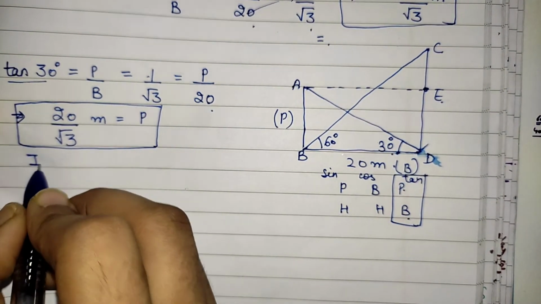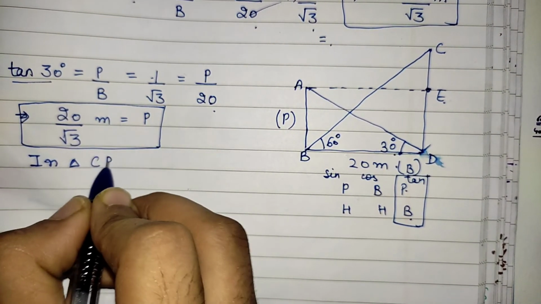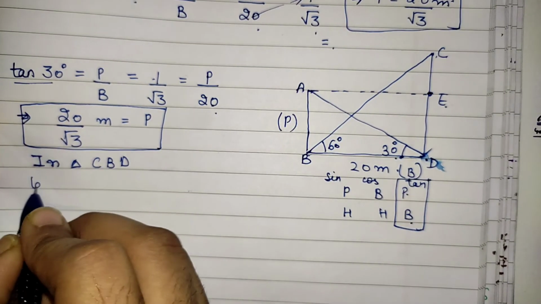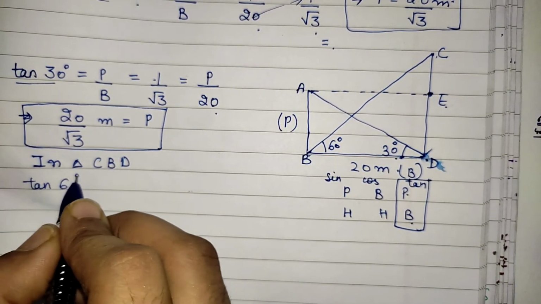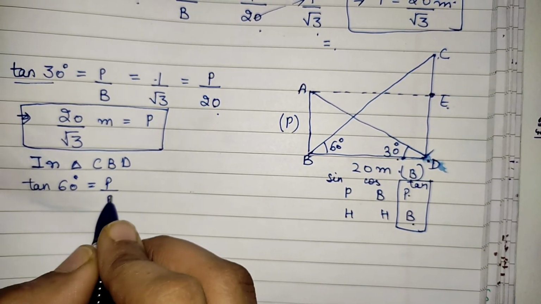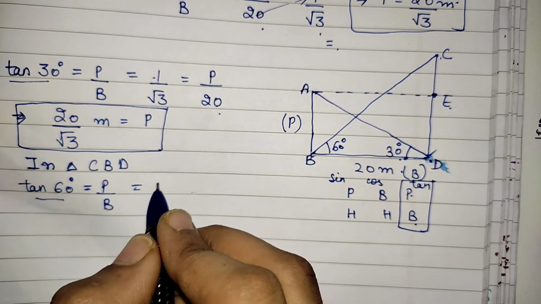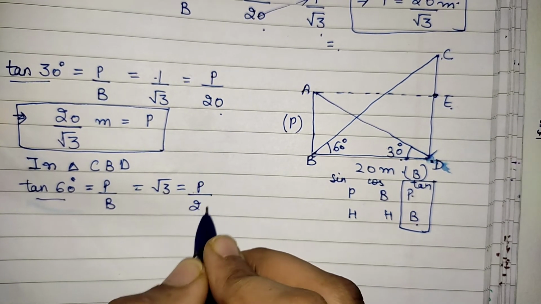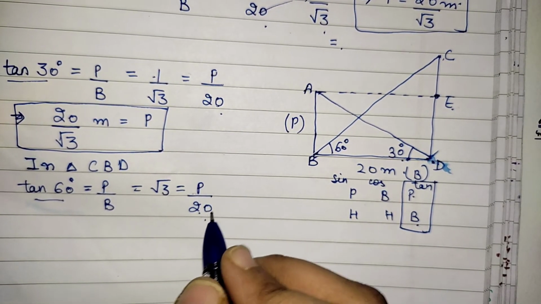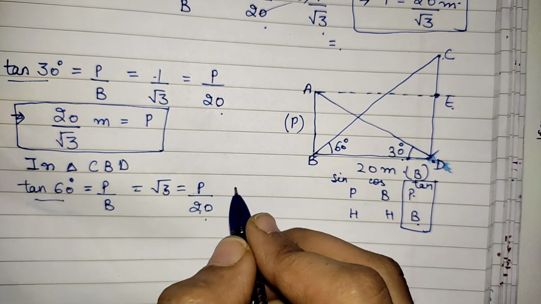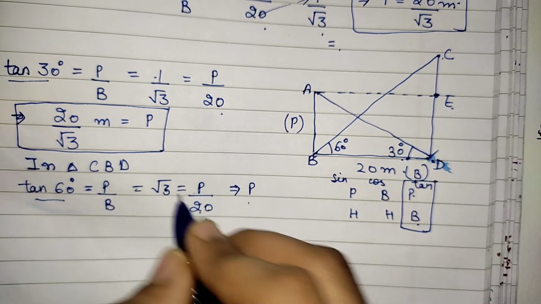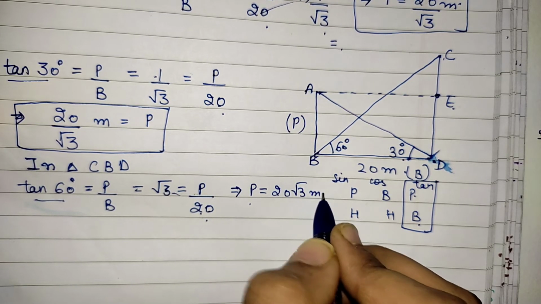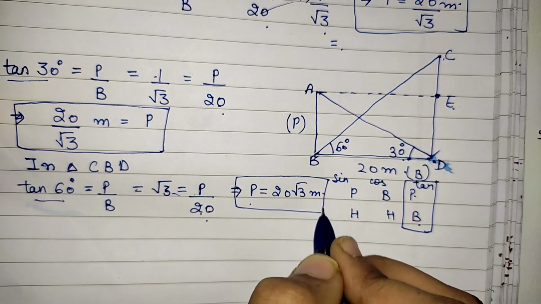Okay, similarly in the other triangle CBD, tangent 60 is equal to perpendicular by base, and tangent 60 is root 3, equal to perpendicular by base, which is 20. So after doing this cross multiplication, perpendicular will be equal to 20 root 3 meter.